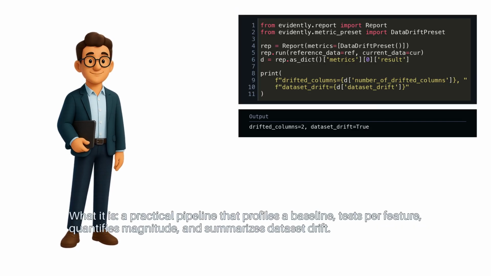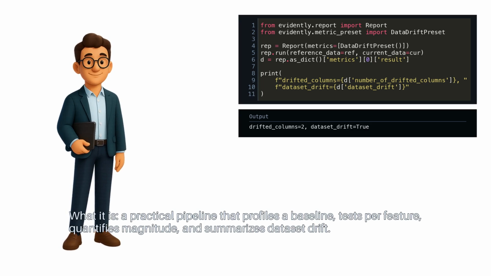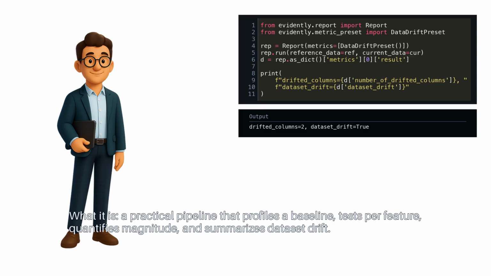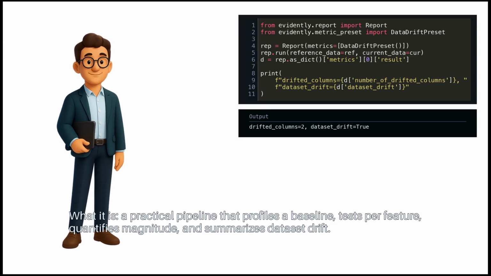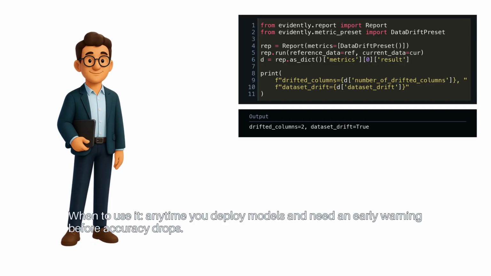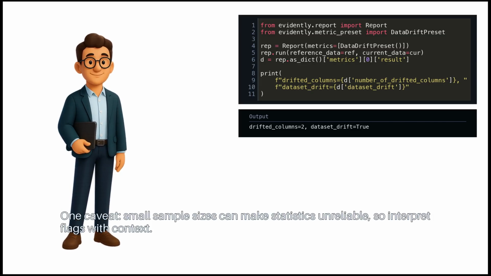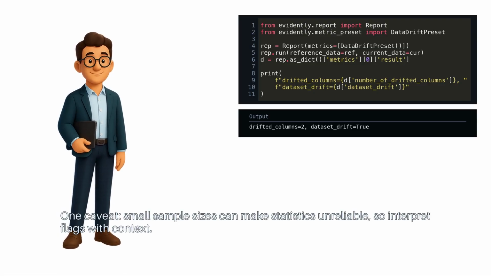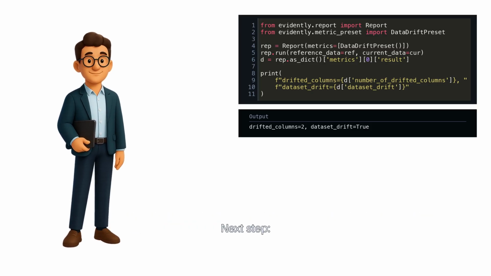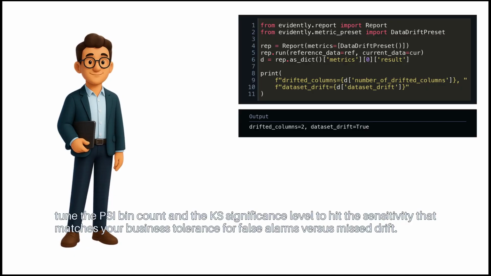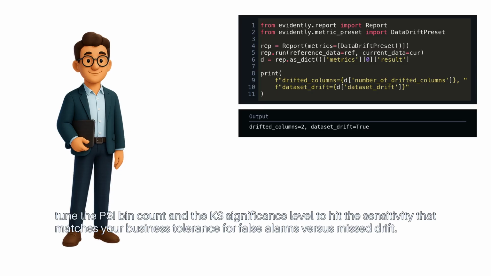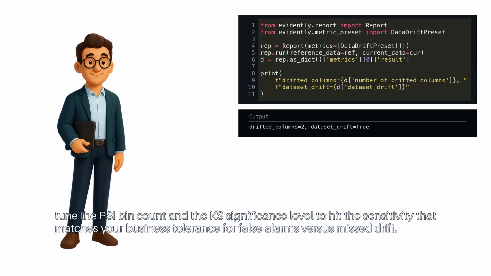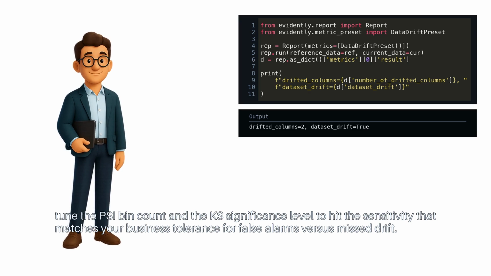Recap what it is: a practical pipeline that profiles a baseline, tests per feature, quantifies magnitude, and summarizes dataset drift. When to use it: anytime you deploy models and need an early warning before accuracy drops. One caveat: small sample sizes can make statistics unreliable, so interpret flags with context. Next step: tune the PSI bin count and the KS significance level to hit the sensitivity that matches your business tolerance for false alarms versus missed drift.